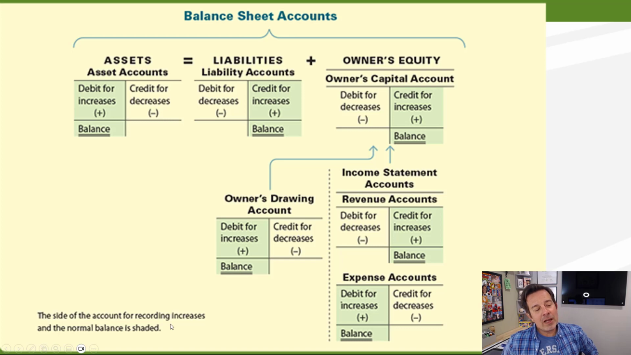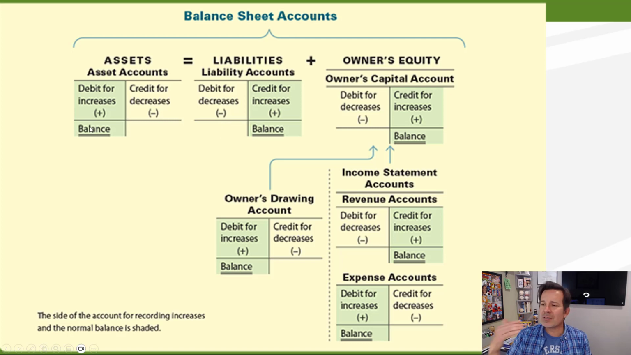The side of the account for recording increases is known as the normal balance side. So the positive side of the account is the normal balance side. Why do you call it that? Well, that's normally where we would expect a balance to appear. We wouldn't expect a credit balance overall to appear in the cash account, because that would mean we have negative cash. We're overdrawn. We'd expect the balance to be positive. We wouldn't expect to have a negative amount that we owed a creditor. So the normal balance would be on the positive side.